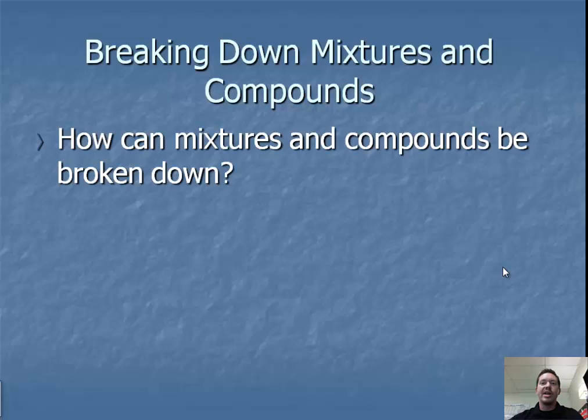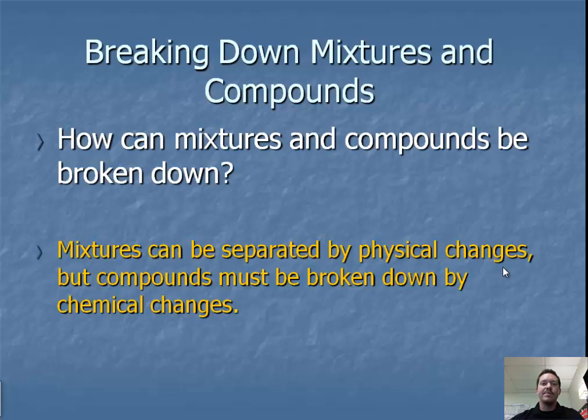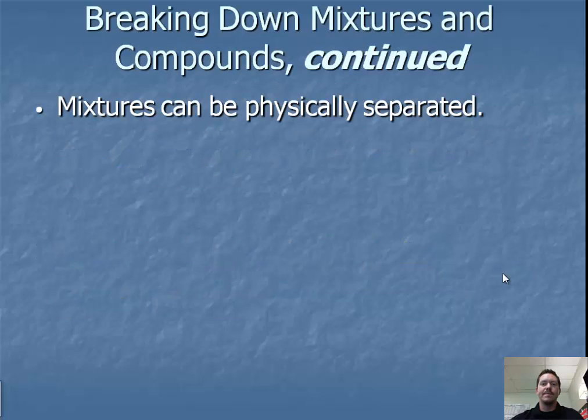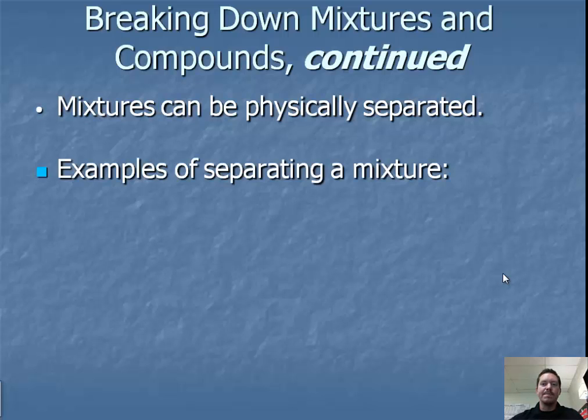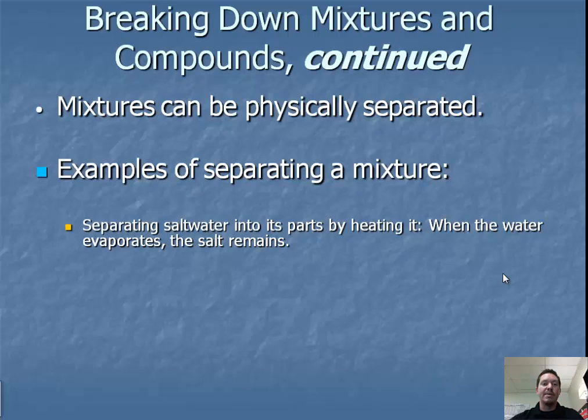We can break down mixtures and compounds. So how can we do that? Mixtures can be separated by physical changes, but compounds must be broken down by chemical changes. So we can separate mixtures physically. An example of that would be separating salt water into its parts by heating it. When we heat that sample, the water evaporates off, and we've got the salt left over.